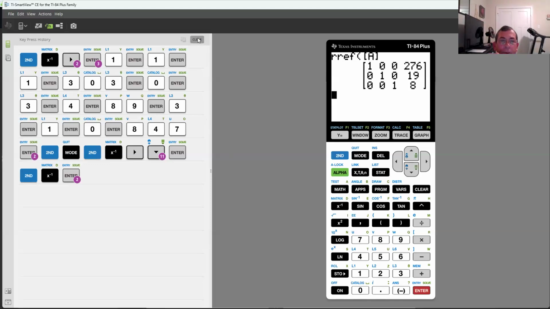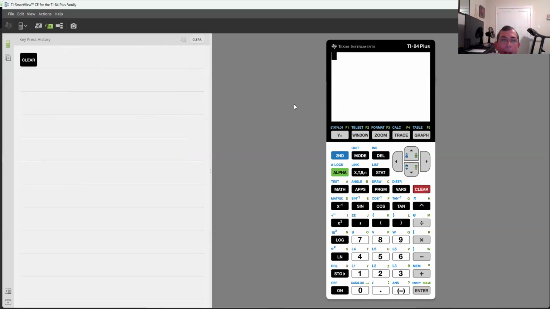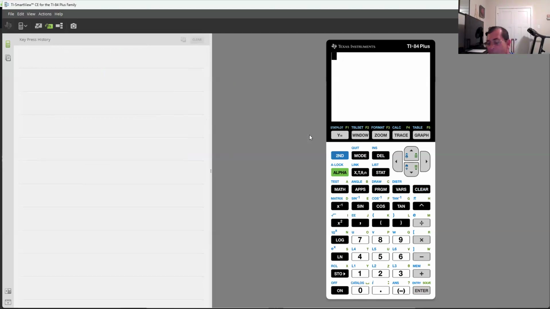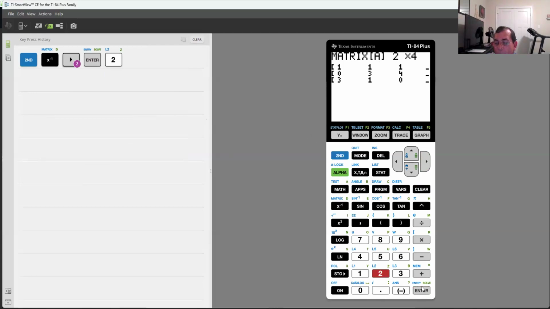So let me clear the history up here. And notice, on that one, we didn't have any missing variables. So I'm going to go to second, x negative 1 for matrix, go to edit, hit enter. Now these had 2 variables and 3 columns. So this one will be a 2, enter, 3, enter.